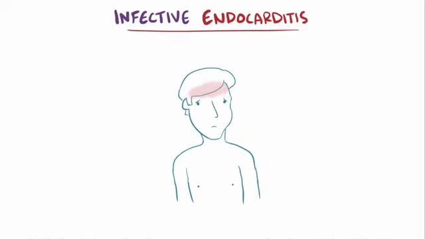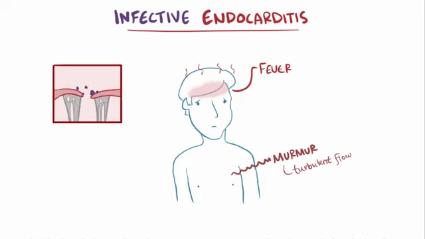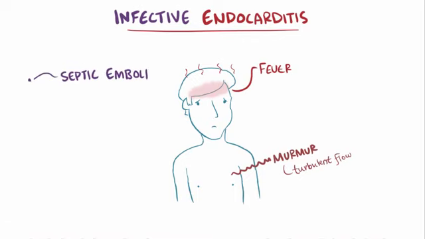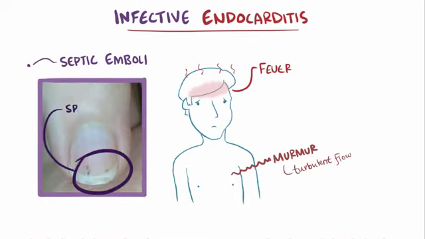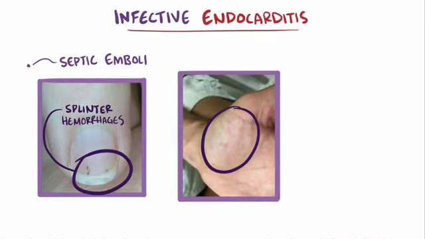Now, people with infective endocarditis almost always have a fever, as well as a new heart murmur that results from turbulent flow past a damaged heart valve. Sometimes those vegetations can detach from the valve, and little clumps of pathogens can float through the bloodstream, called septic emboli. These guys can lodge under the fingernails, causing splinter hemorrhages, or in the palms and soles of the feet, causing painless, flat, and erythematous lesions, called Janeway lesions.